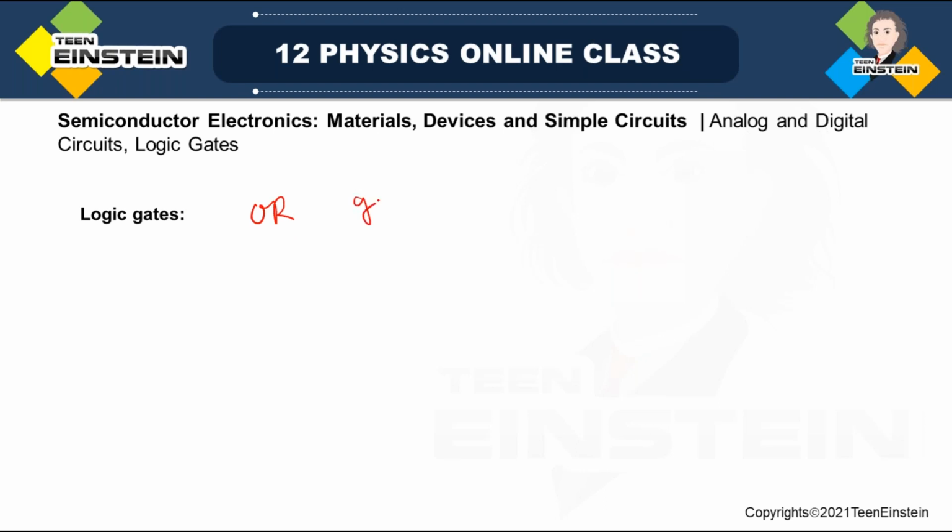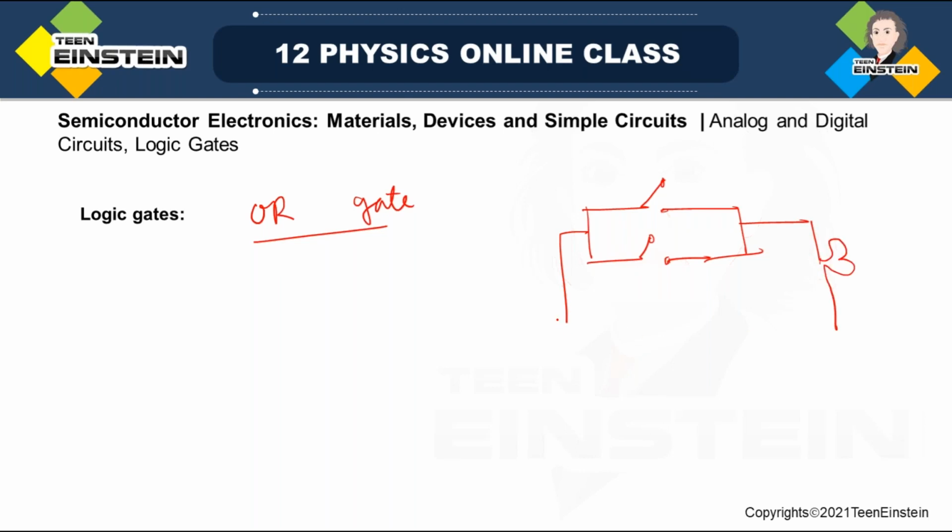OR gate. So I hope you remember the OR operation. In this case, what happened? We had taken two switches parallel to each other, and the bulb was connected like this, with the battery like this.